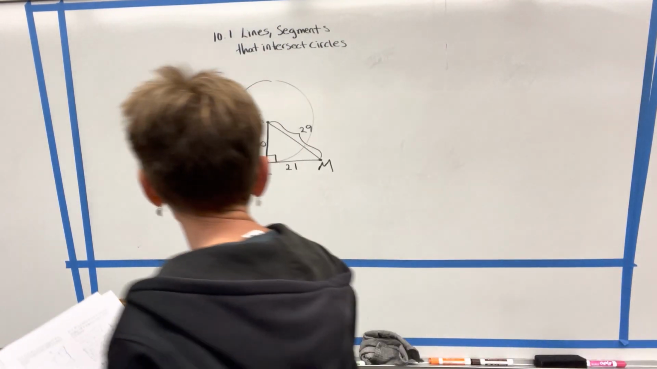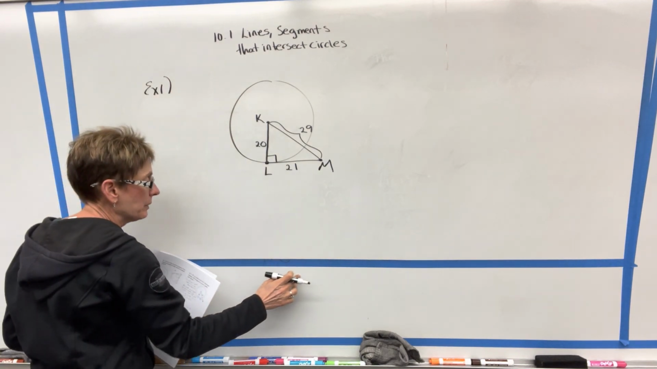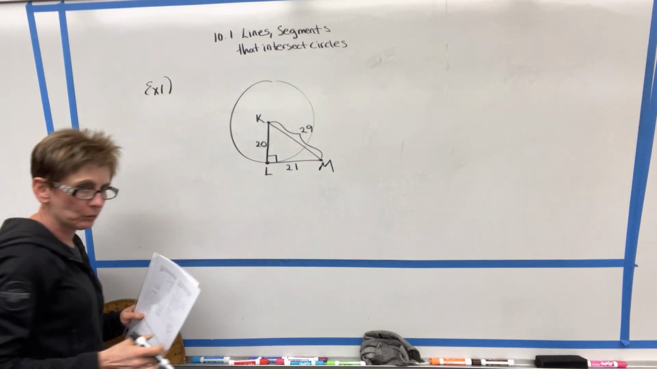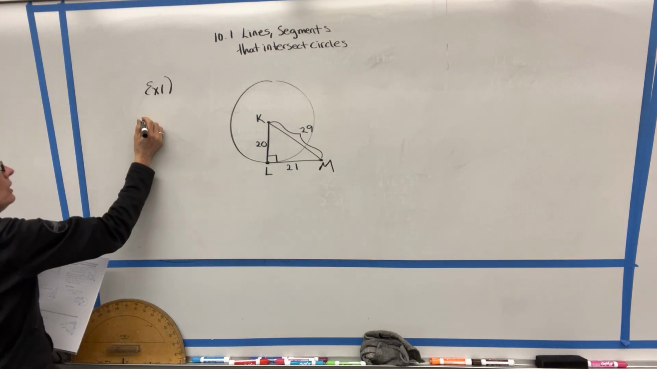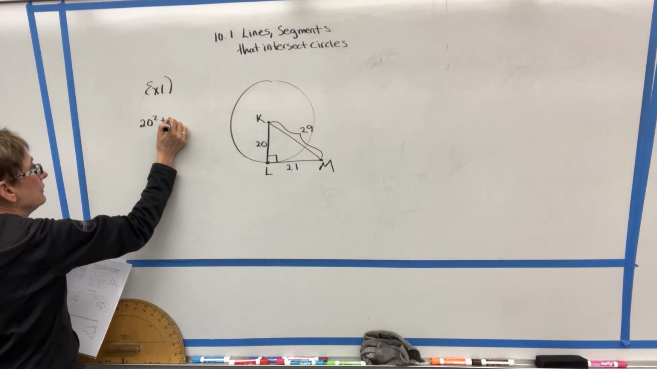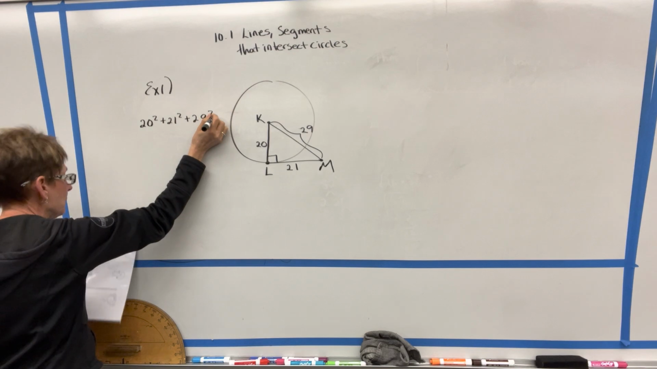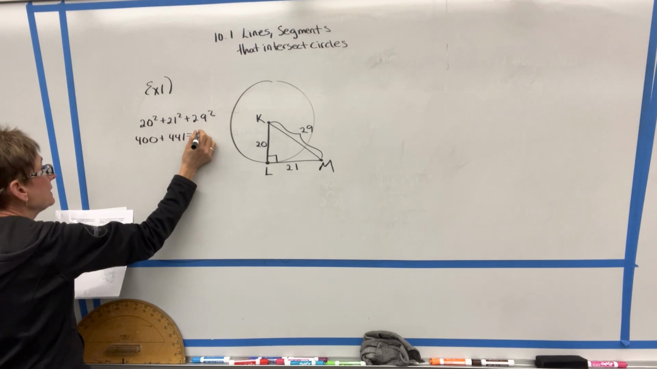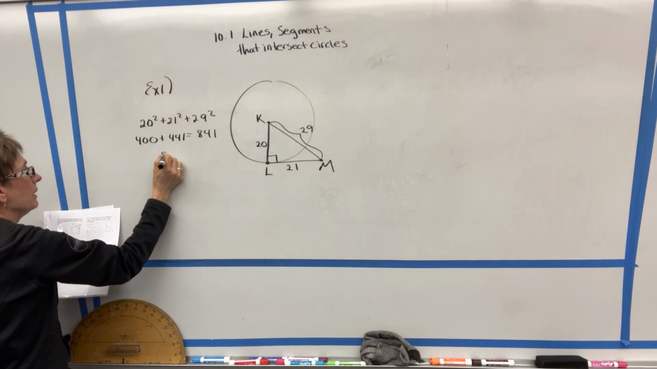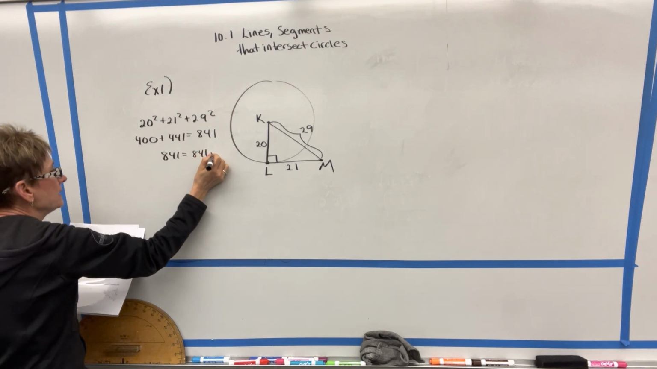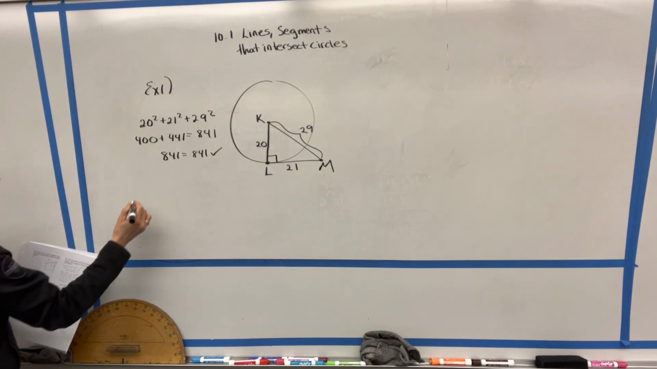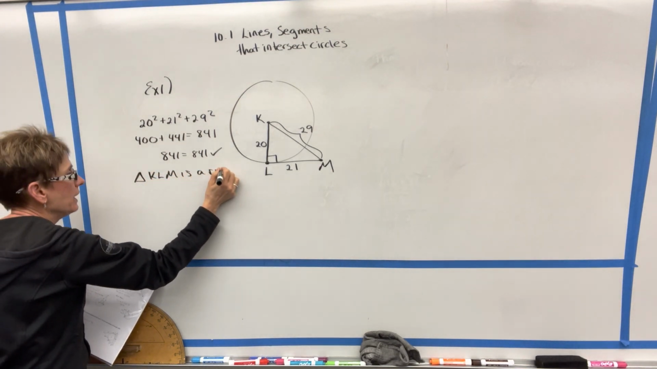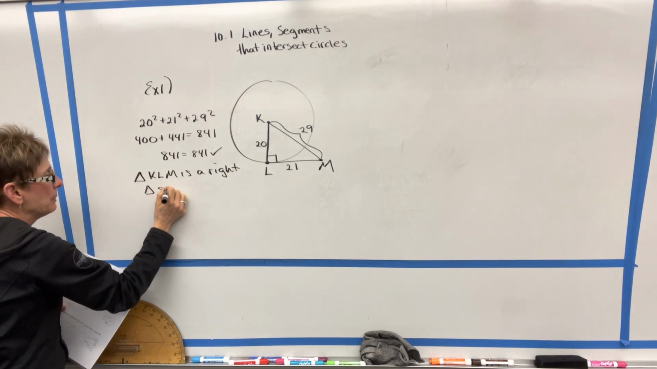Well, we can use Pythag, because remember, we learned when we were talking about the converse of the Pythagorean theorem that if the Pythagorean theorem works, then you know you have a right triangle. So let's try doing Pythag. Let's see if 20 squared plus 21 squared is equal to 29 squared. 400 plus 441, we want to see, is that equal to 841? When we add everything up, we can see that indeed it is. So we know that triangle KLM is a right triangle since Pythag works.